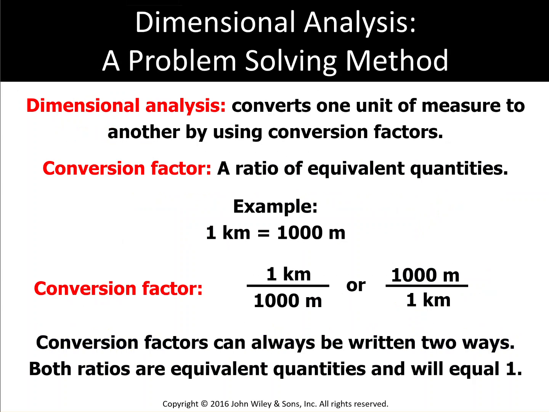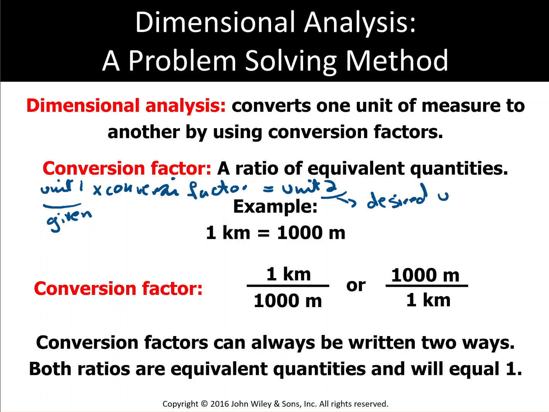In science, it is often necessary to convert a given result from one system of units to another. The method that we're going to use in order to do the unit conversion is called dimensional analysis. I'm going to show you different examples of dimensional analysis. Basically, you want to go from unit 1, which is the given unit, times a conversion factor, which gives you unit 2, and unit 2 is the desired unit. Unit 1 is what's given or what you have.